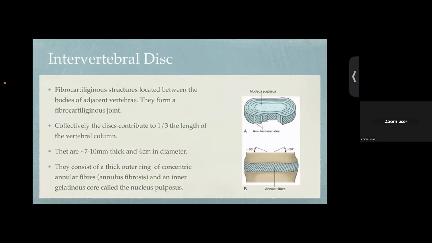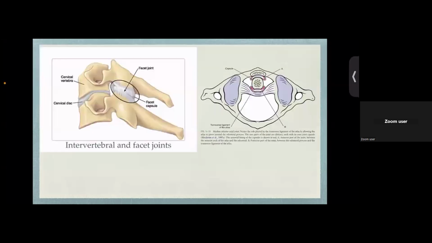Here just showing the anatomy of the intervertebral disc. So it's a fibrocartilaginous structure, which is made up of the annulus fibrosus, the annular fibers, and inside, the inner gelatinous core called the nucleus pulposus. It's about 7 to 10 millimeters thick and 4 centimeters in diameter, and collectively, the discs contribute to about a third of the length of the vertebral column.